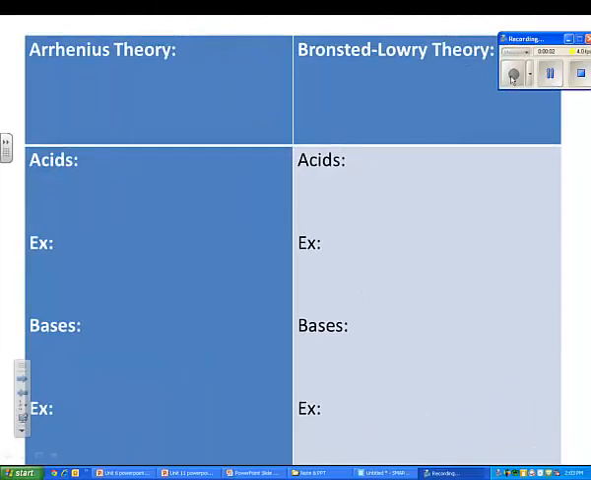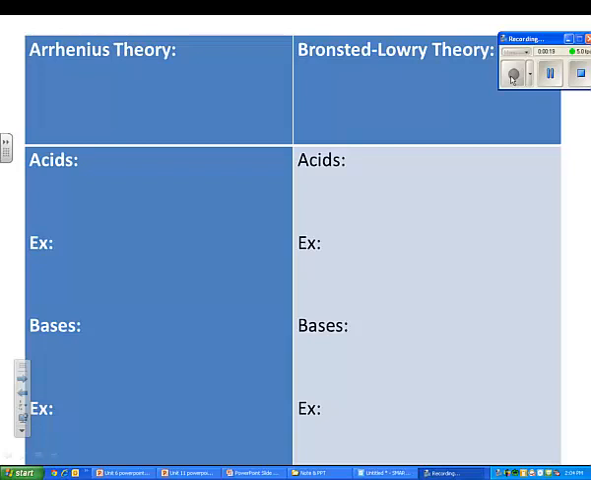Alright, now let's cover some acid-base theories. There's actually at least 3 acid-base theories. We're only going to expect you to know these 2. This big word up here in the top left is pronounced Arrhenius, and then you have the Bronsted-Lowry theory. They basically say the same thing, but using different words, different terms.